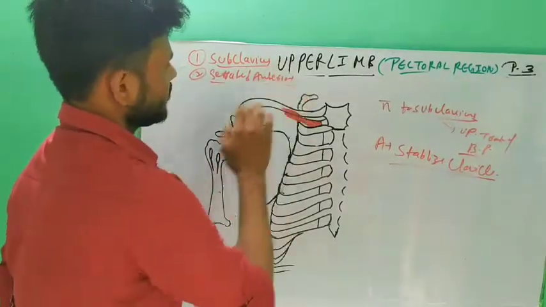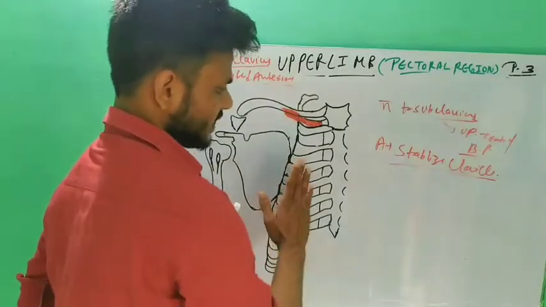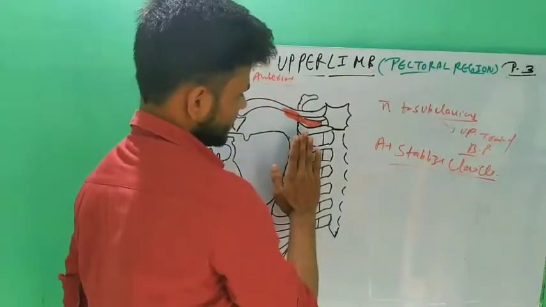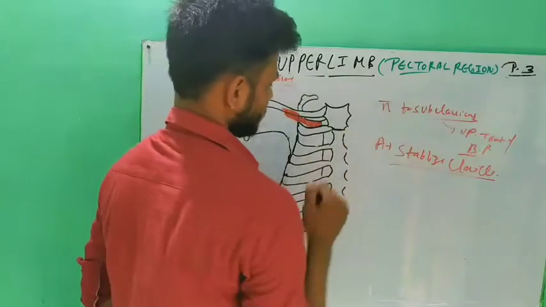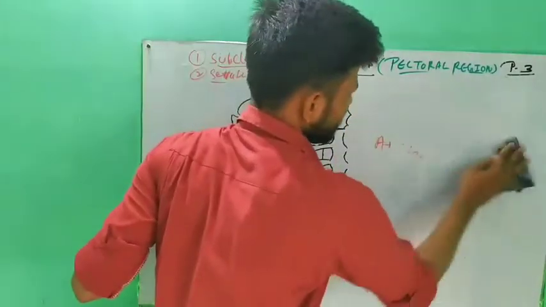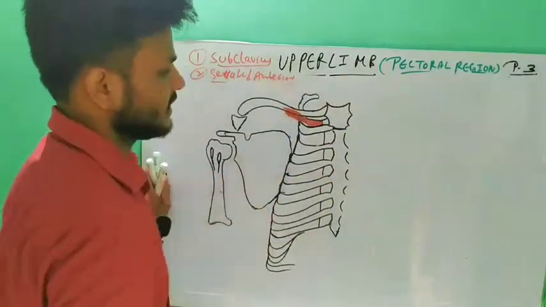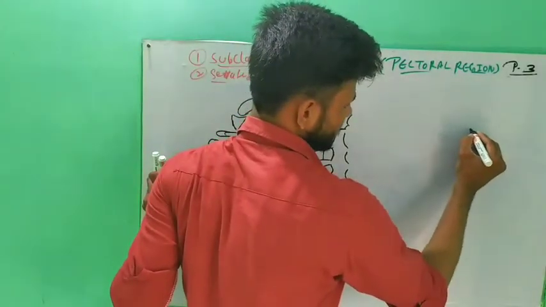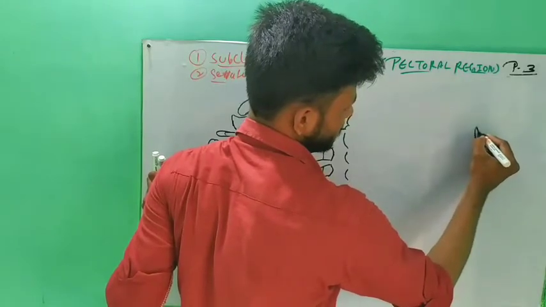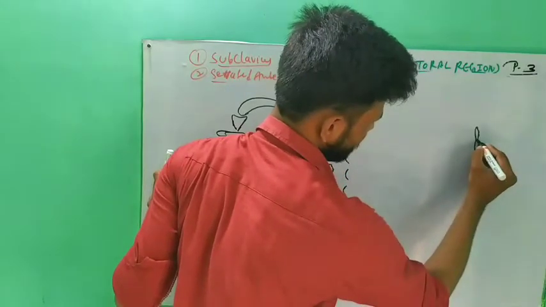Now we will talk about the serratus anterior. For the serratus anterior, I will draw the diagram of the lateral view of the thoracic cage, a diagram of this type. So we will study the serratus anterior muscle. This is our manubrium. This is the lateral view, and this is the sternum.